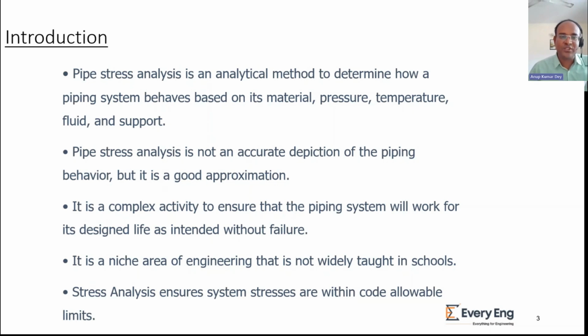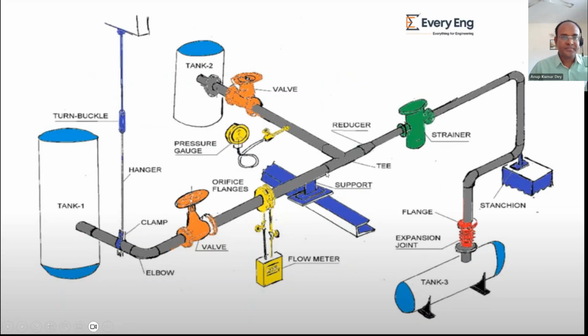Now, stress analysis ensures system stresses are within code allowable limits. As I was telling, the software will be calculating the stresses, then they have to be compared with some allowable value. That allowable value is given by code. For example, for process piping, the allowable values are given by ASME B31.3. Now, take the example of this system. Here you can see that there are three equipments: tank 1, tank 2, and tank 3. From tank 1 and tank 2, it is connecting and forming a header, and then it is distributing the fluid to another tank, tank 3.